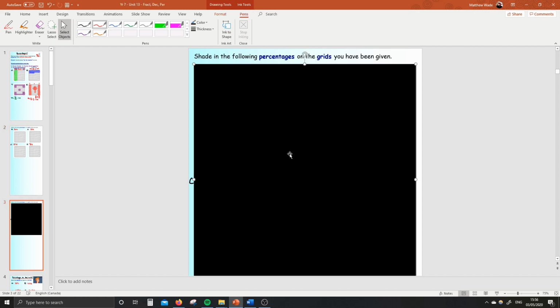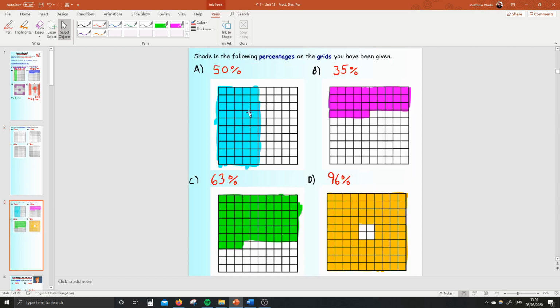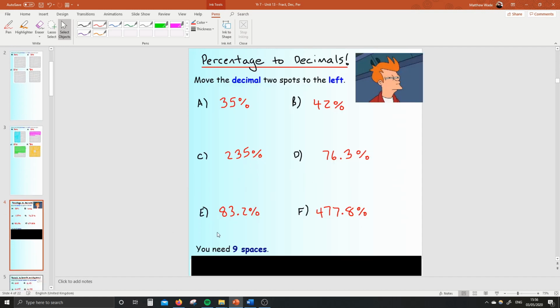And here we go. Hopefully you got something like this. So, boom. Check it out. There it is. 50%, 35%, 63%, 96%. Easy peasy, because the grids are out of 100 anyway. Since there's 100 squares in the grid, you're able to just color in the correct number. So I hope that that's okay. And please don't deduct marks from me for being so terrible at coloring in. Yeah, I think I could have done a better job coloring, but I didn't. Sorry about that, lovelies.